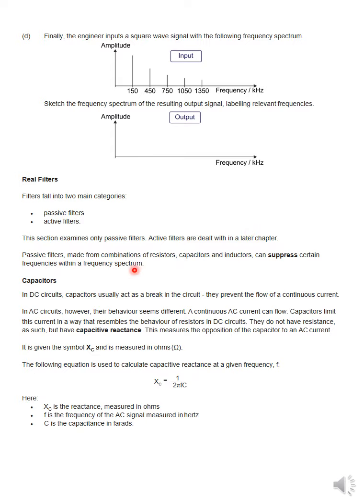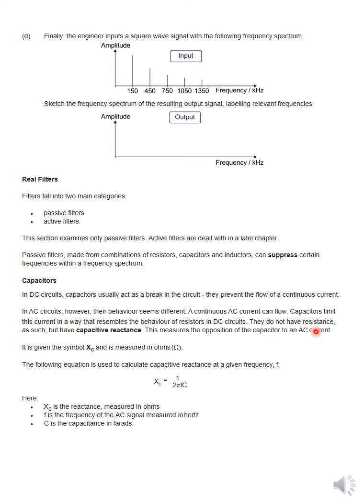Passive filters are made from combinations of resistors, capacitors and inductors, and can suppress certain frequencies within a frequency spectrum. In DC circuits, capacitors usually act as a break in the circuit. They prevent the flow of continuous current. In AC circuits, however, their behavior seems different. A continuous AC current can flow. Capacitors limit this current in a way that resembles the behavior of resistors in DC circuits.